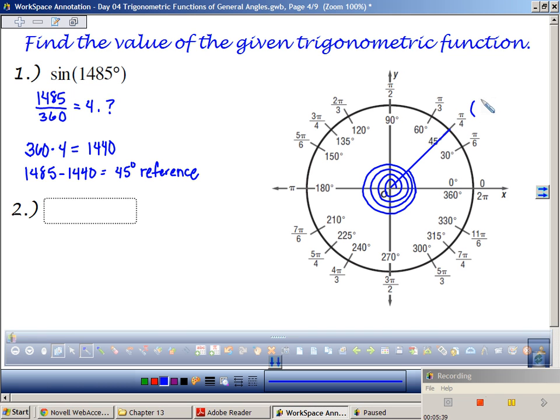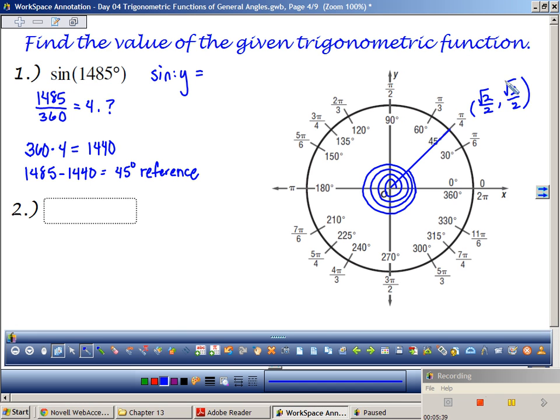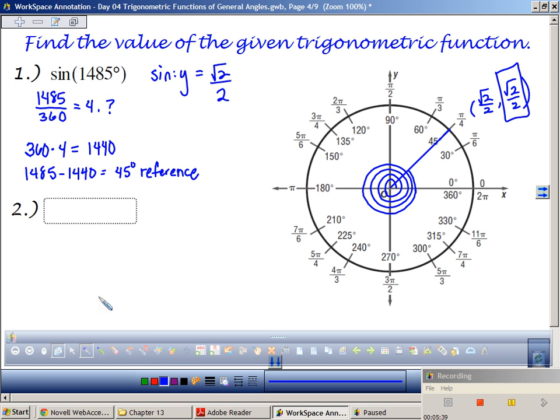What are the coordinates of this location? Root 2 over 2, root 2 over 2. What does sine mean again? Which one's y? Pretty easy, huh? But if you didn't have somebody sit there and explain to you, it's kind of a little complicated.